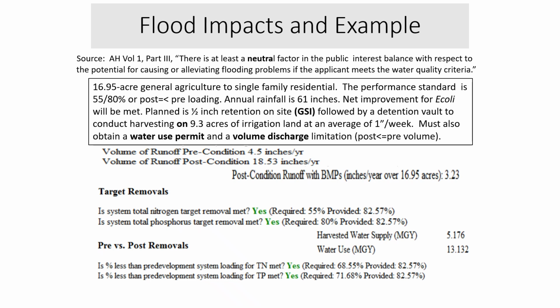This demonstrates that BMPs designed to hold water on site, whether for quality control or reuse, can significantly help with flood control. Furthermore, such projects must also obtain a water use permit, and meet a volume discharge limitation, ensuring that the post-development discharge volume does not exceed the pre-development volume.